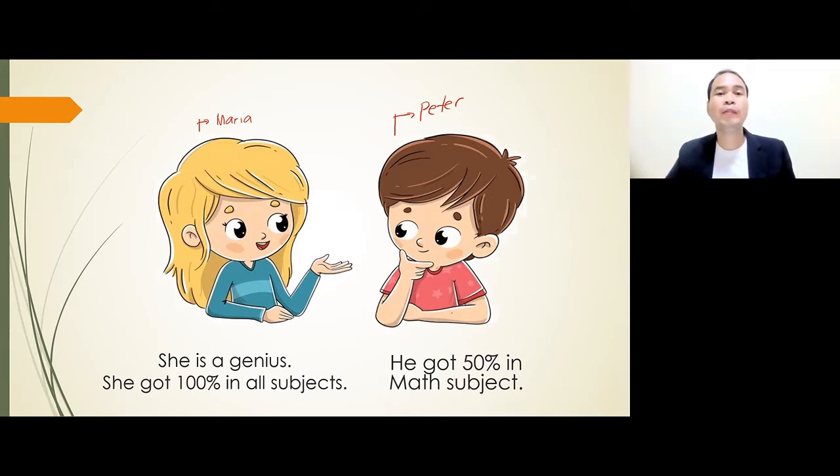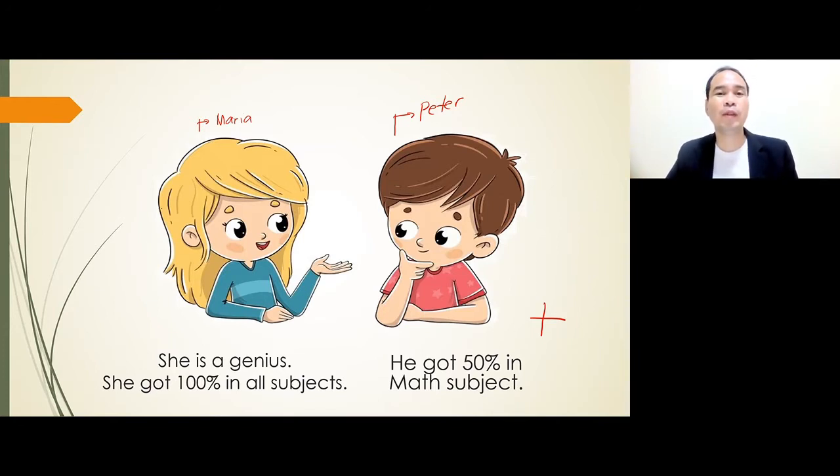So Peter asked for Maria's help. Peter said, Maria, can you help me in my math subject? I've got only 50%. And Maria replied, yes, I can help you with it. So Peter is very happy, he got a positive remark. This time, Peter asked Maria, Maria, do you need something from me? Do you need help in any of the subjects?